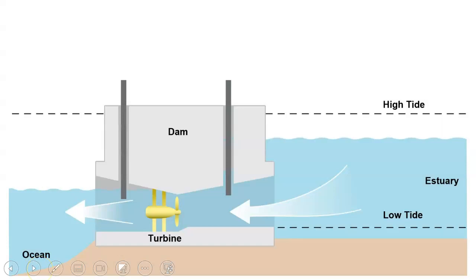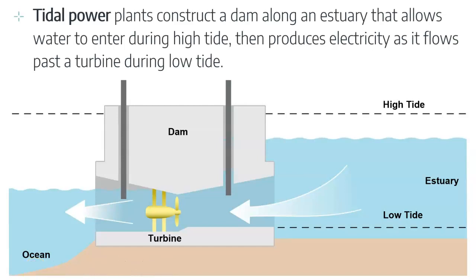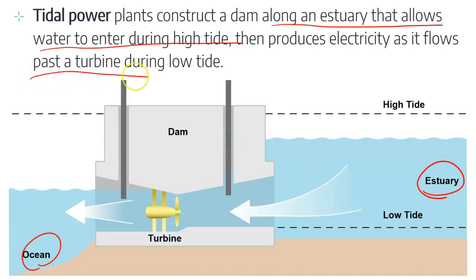Okay. All right. Number 7. How is tidal power different from river power? We do this along an estuary that allows water to enter during high tide. So this is actually, here's the ocean. Okay, it's between the ocean and the estuary. And basically the water enters during high tide and goes out during low tide. So the dam is actually producing electricity as it passes through low tide.